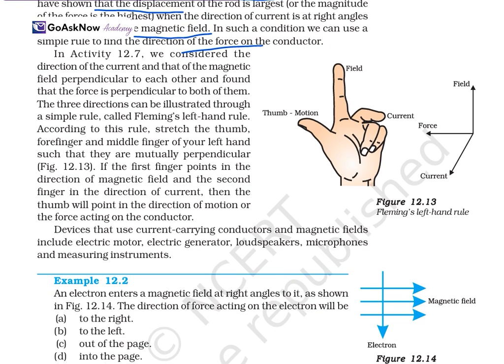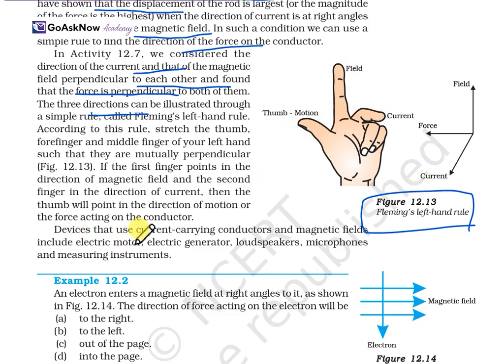Now, we have one activity. In the activity we have considered that the direction of current and the magnetic field are perpendicular to each other and the force is perpendicular to both of them. So the three directions can be illustrated, and this is called Fleming's left hand rule. According to this rule, stretch the thumb, forefinger and middle finger of your left hand such that they are mutually perpendicular. The forefinger is in the direction of the magnetic field, the second finger is the direction of the current, and the thumb will point in the direction of motion or the force acting on the conductor. So this will be the current, magnetic field, and then motion.